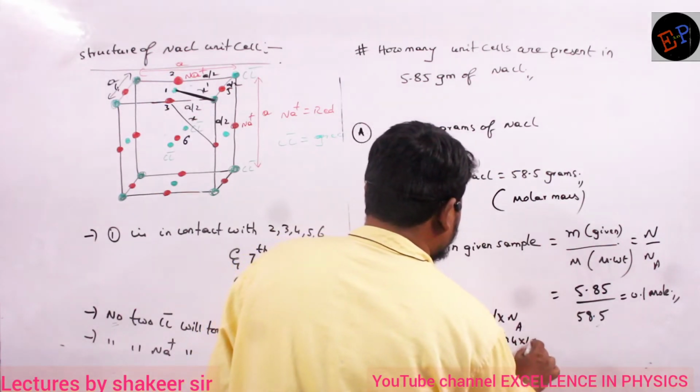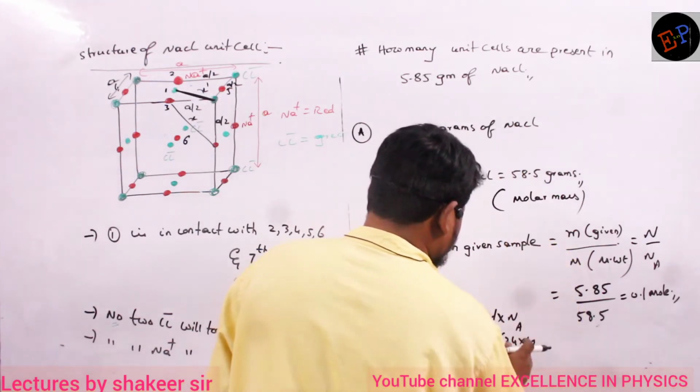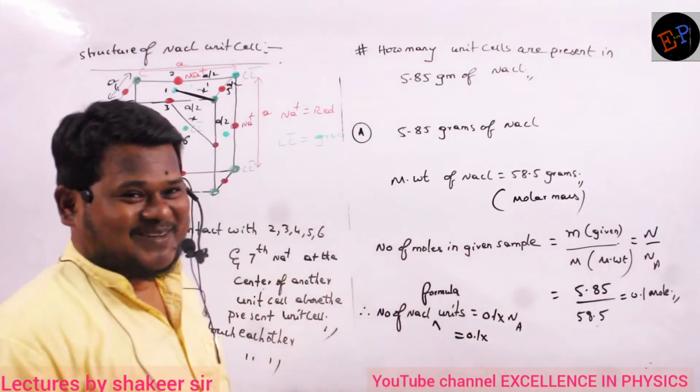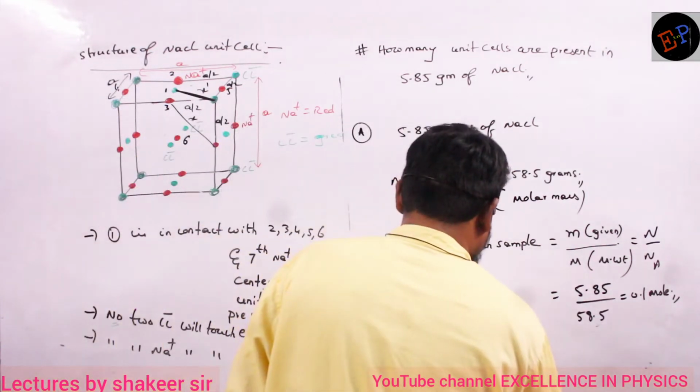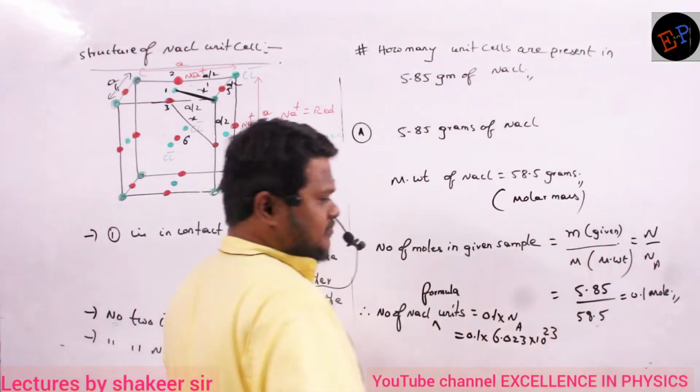6.624 into 10 power minus 34. How many, ma? Sorry, I am confusing it with Planck's constant. Okay, ma? It is 6.023 into 10 power 23.